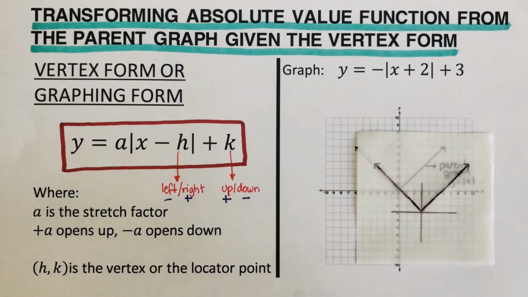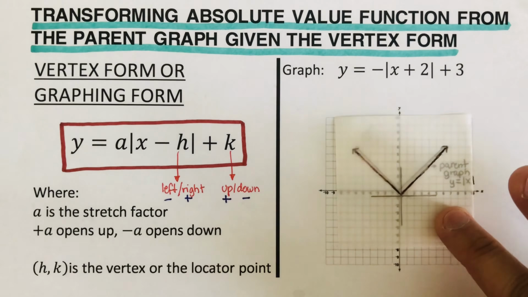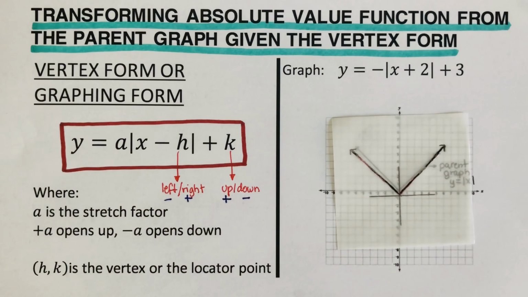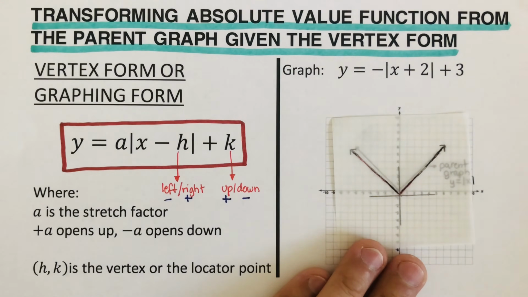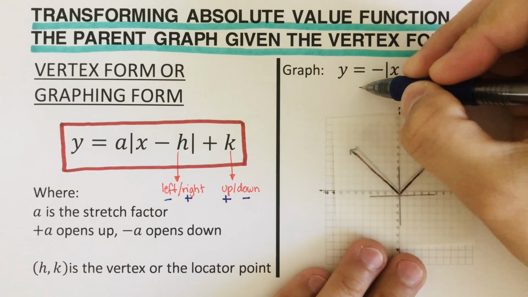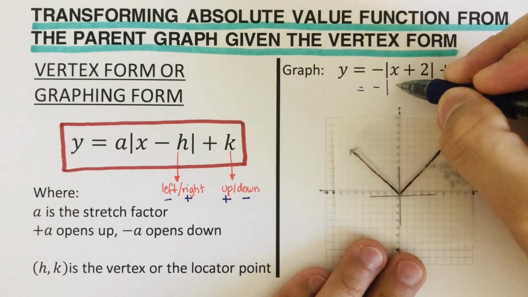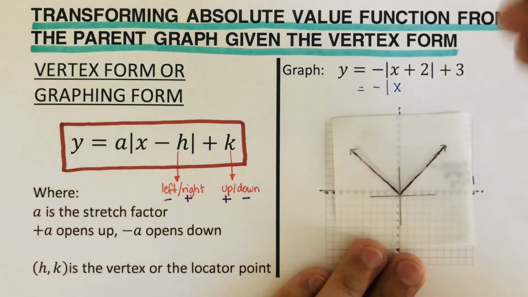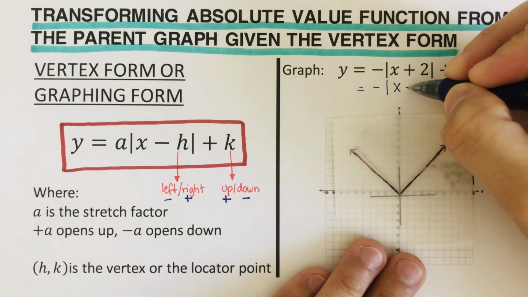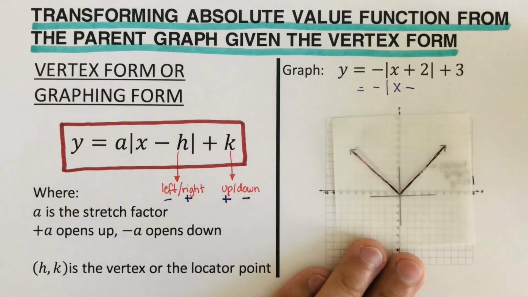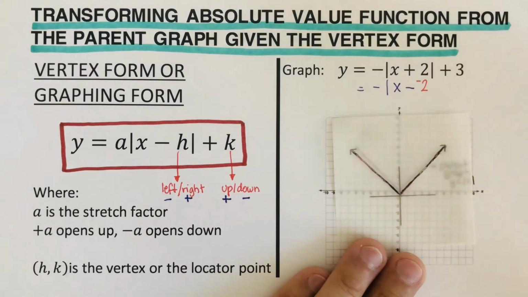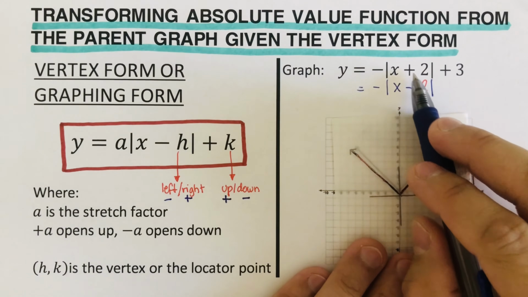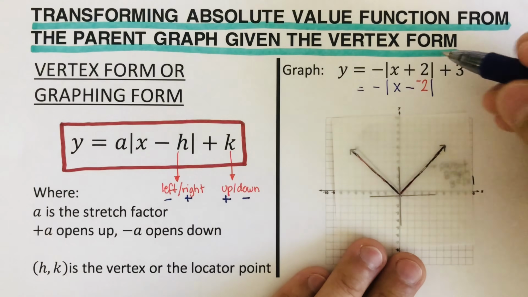So in this problem, before we are able to move this parent graph around, we need to determine from the equation where we go, left or right, up or down. From here, we can rewrite this to be negative of the absolute value of x. Remember, it's x minus h, so minus is the operation. And then this one was actually negative 2, so that if we have a negative and a negative, it came out to be positive. And then we get a plus 3 after that.